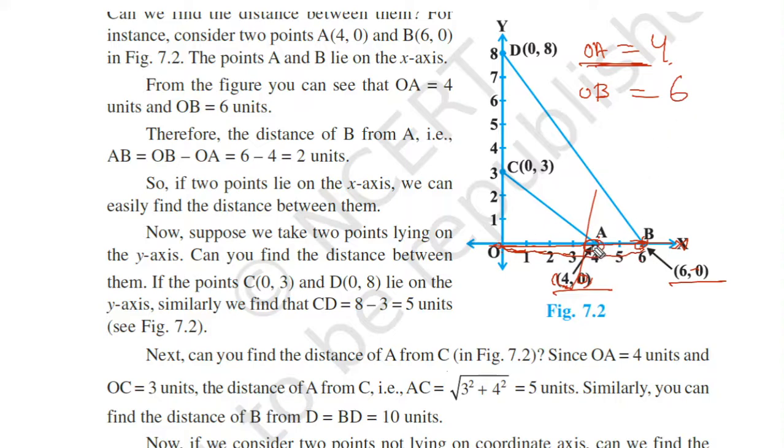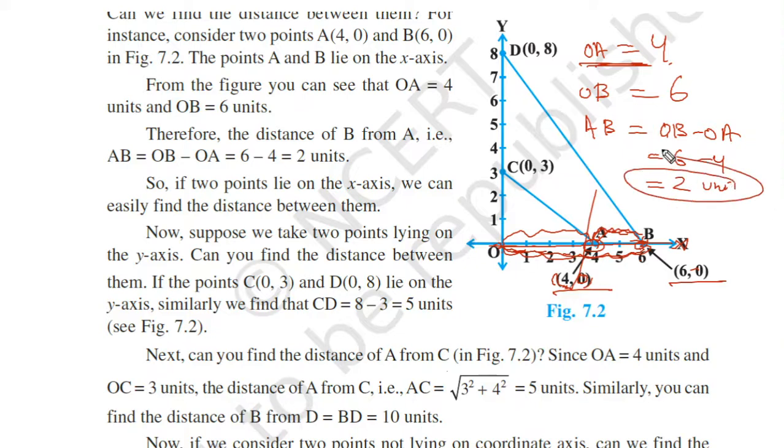Now you are told to find the length of AB. You can clearly see length of AB will be OB minus OA. Then we will get the length of AB. So OB minus OA, which is equal to 6 minus 4, which is equal to 2 units. So we got the length of AB. Okay, so easy it is.